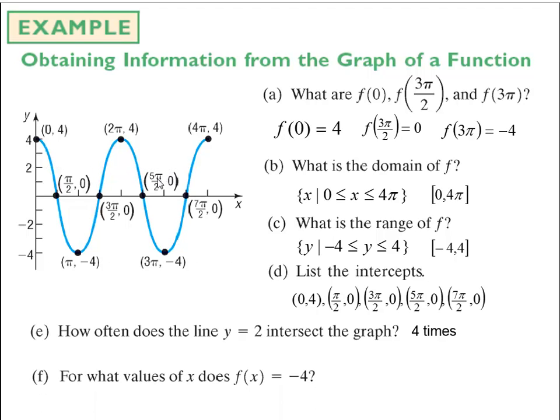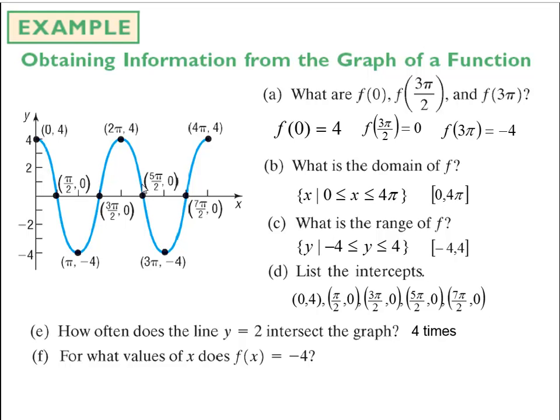All right, so letter F says, for what values of x does f of x equal -4? Now, in letter A, I want to point out, we were plugging the x value in, finding the y value. But in this case, we're finding the x value that makes the y equal to -4. So if I come up to my graph where y is -4, here's one value where y is -4. That would be x equals pi. And then here's a second value where y is -4. That would be x equals 3 pi. So I got 2 places on the graph where y would be -4.